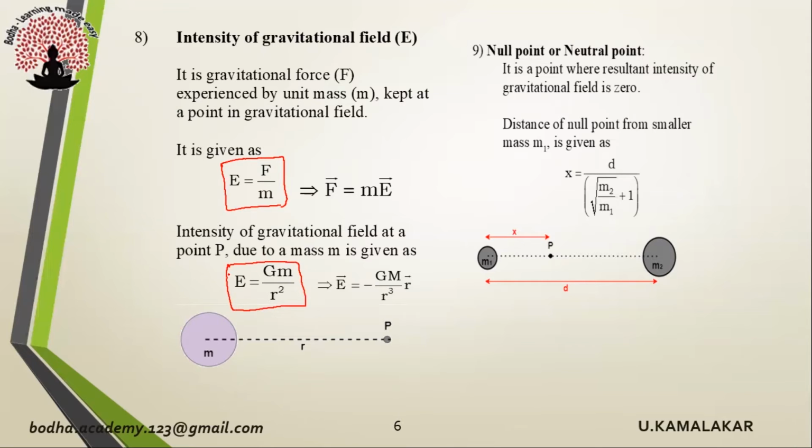Null point. It is a point where resultant intensity of gravitational field is 0. Distance of null point from smaller mass m1 is given as x = d / (√(m2/m1) + 1).